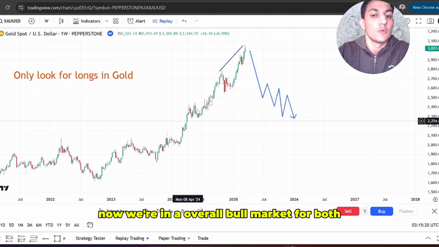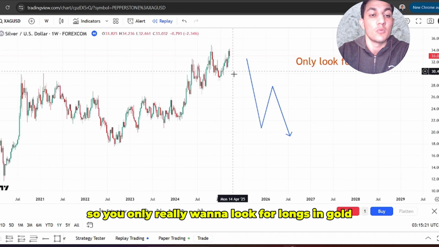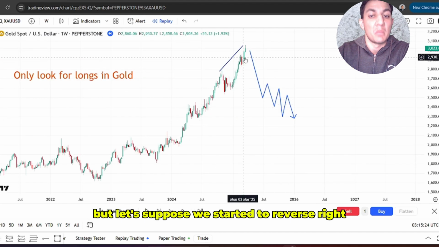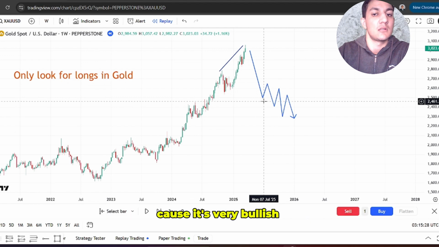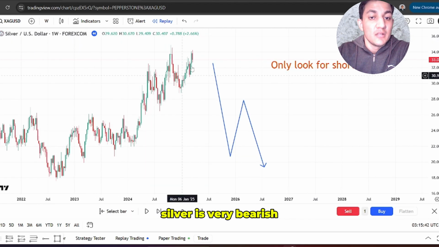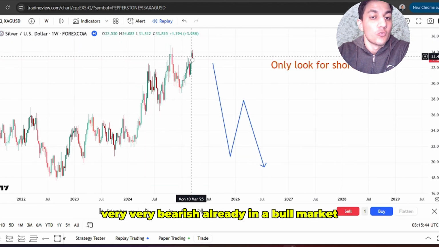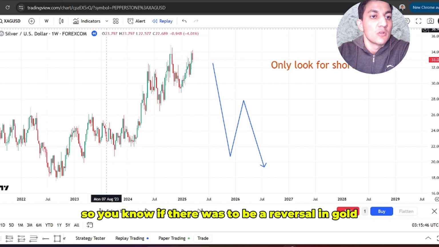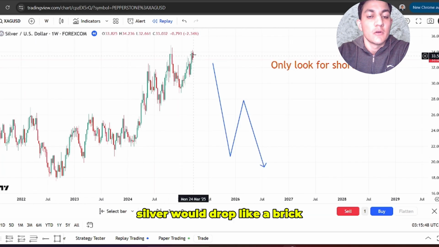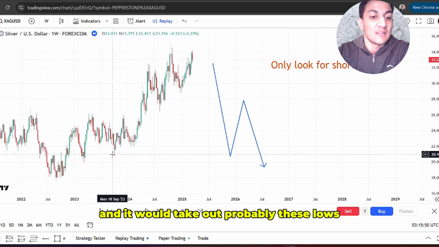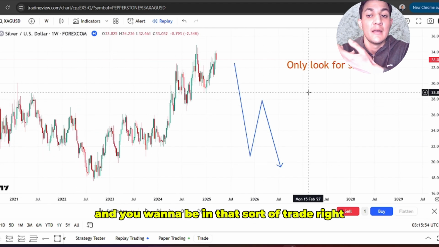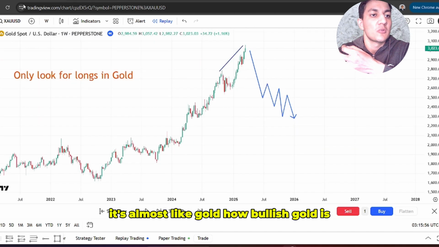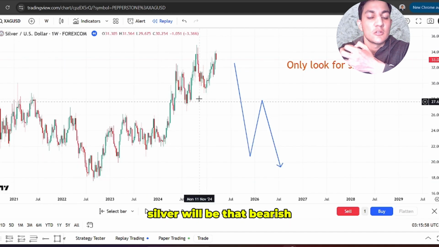Now we're in an overall bull market for both, so you only really want to look for longs in gold. But let's suppose we started to reverse, right? Gold would be very choppy on the way down, because it's very bullish. Silver is very, very bearish already in a bull market. So if there was to be a reversal in gold, silver would drop like a brick, and it would take out probably these lows and probably even these lows here very quickly, very fast. And you want to be in that sort of trade, right? It's almost like how bullish gold is, silver will be that bearish.